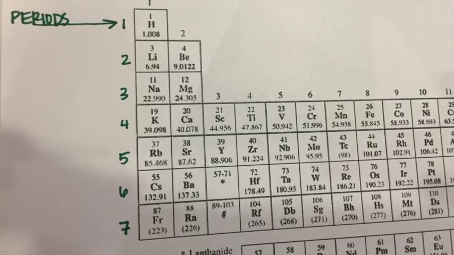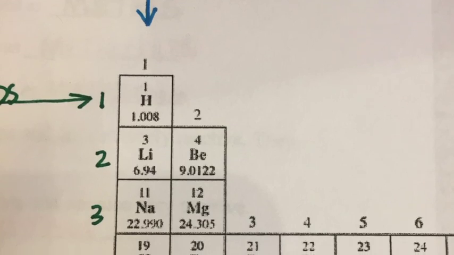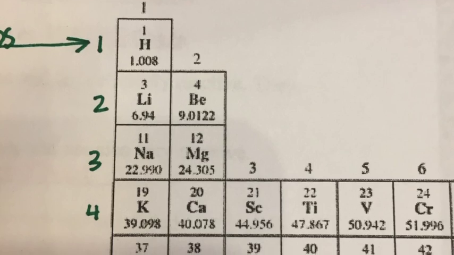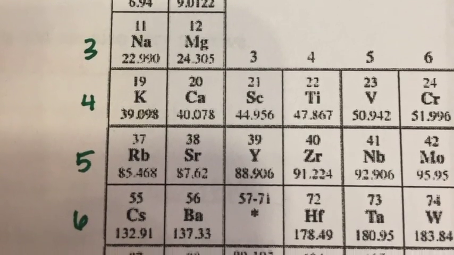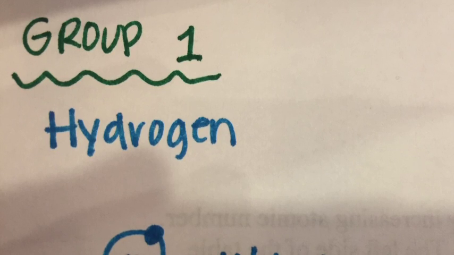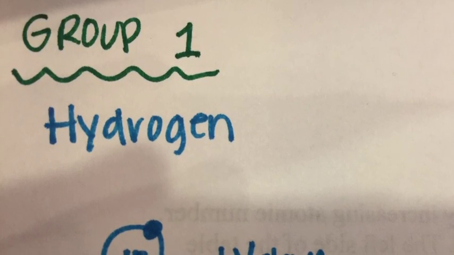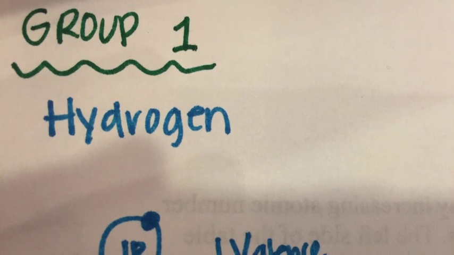And since this periodic table is not numbered, go ahead and number your periods from 1 through 7. There are 7 periods on your periodic table. Now we're going to take a look at group 1 and look at their Bohr models. So the first element in group 1 is hydrogen.